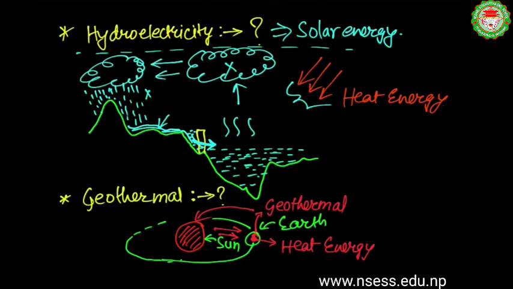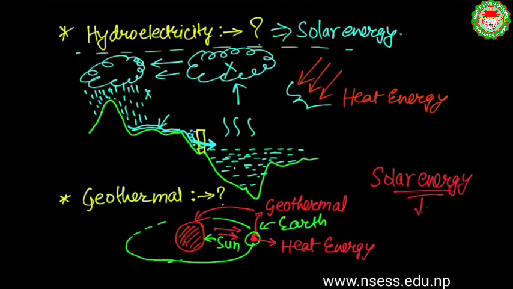So it is also possible to heat the surface of the earth, either underground or on the surface. It gets heated due to solar energy. So this solar energy is the ultimate source of energy for different sources of energy.